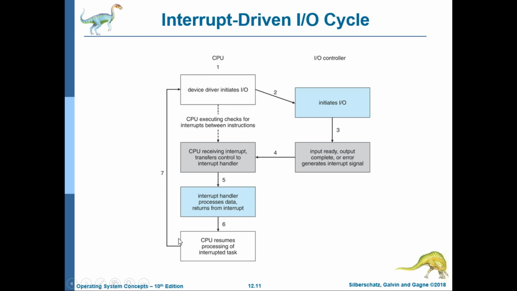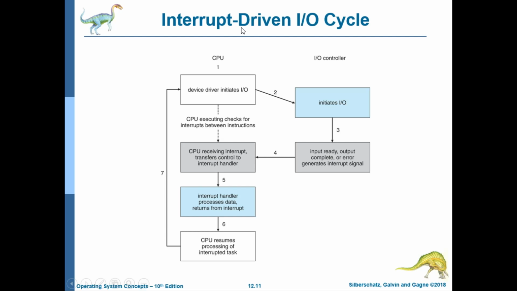So this is the activity of CPU. Number one is the device driver initiates I/O. Then number two, the I/O controller initiates I/O. And then number three, input is ready, output complete, or error generates an interrupt signal. And then number four, between 1 and 4, we have the CPU executing and checking for interrupts between instructions.